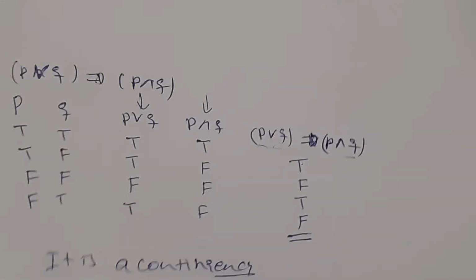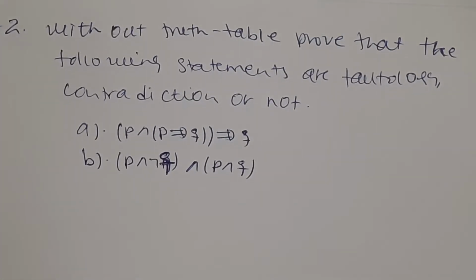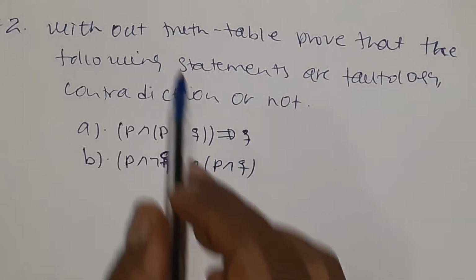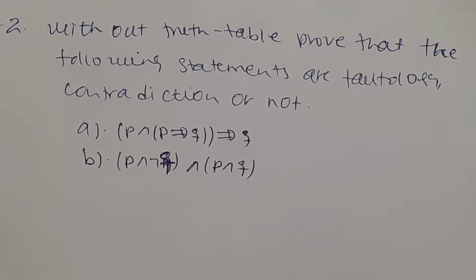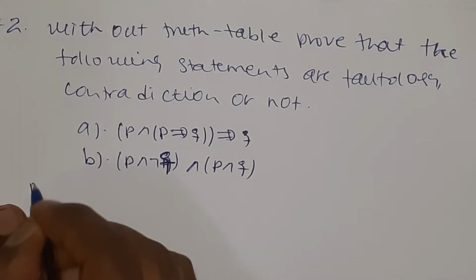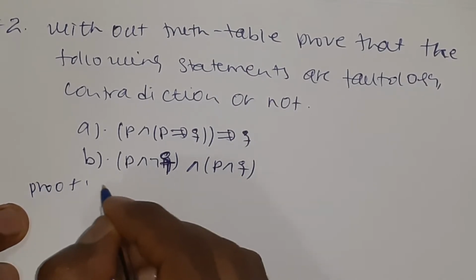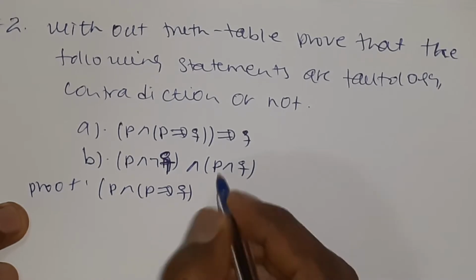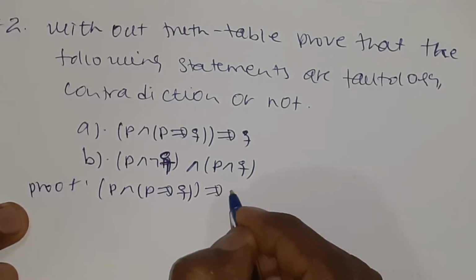The second question is also on the same idea, that is tautology and contradiction, but with a different approach. It says, without a truth table, prove that the following statements are tautology, contradiction, or not. So let us start from the first one, that is P and (P implies Q) implies Q.